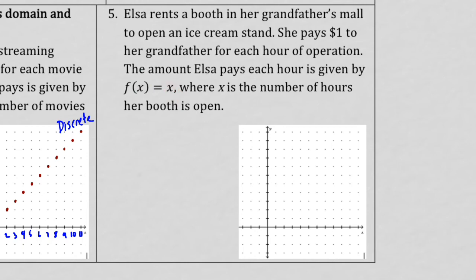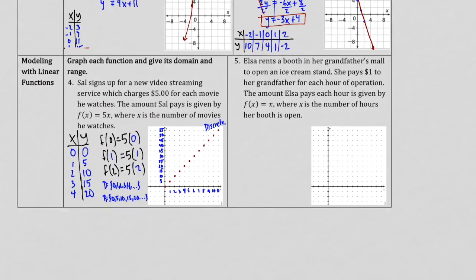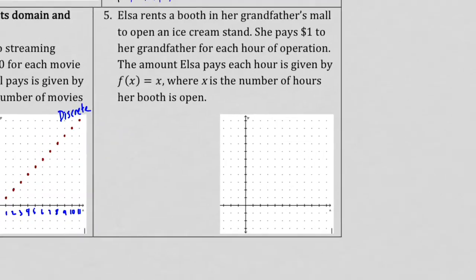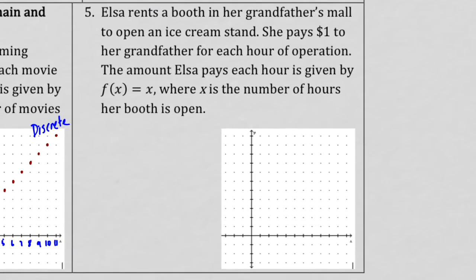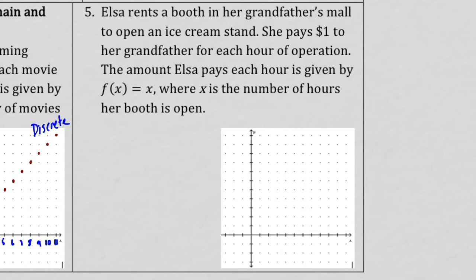Now she pays, and since it's only $1 per hour, it's just basically 1x. That's what this means, 1x, but we don't write the 1. All right, so the first thing we're going to do is graph it, and then give its domain and its range. So we're going to graph it, f of x equals x. I'm going to make a table of values. This one should be pretty easy because it's f of x equals x. That's the simplest thing that I can think of to graph.